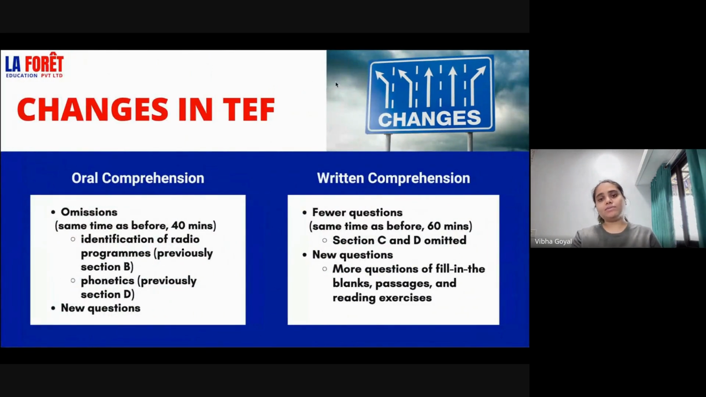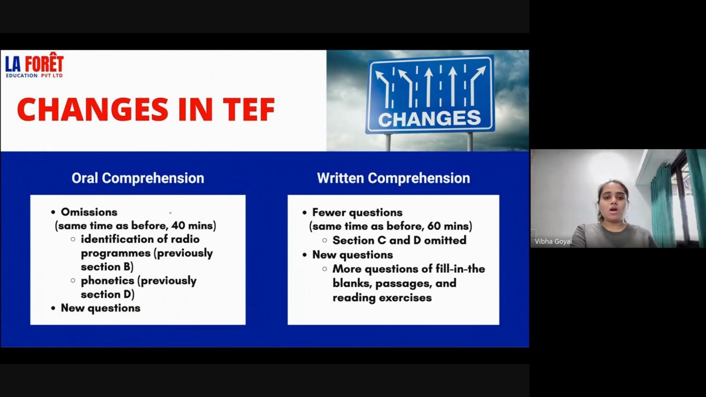And recently, we have seen that there are some changes in the TEF pattern. These are as follows. The speaking and writing part remains the same. Only the listening and reading part has seen some changes. So there are some omissions in both the sections and some new questions in both the sections. We'll look at what they are when we discuss each section in detail.